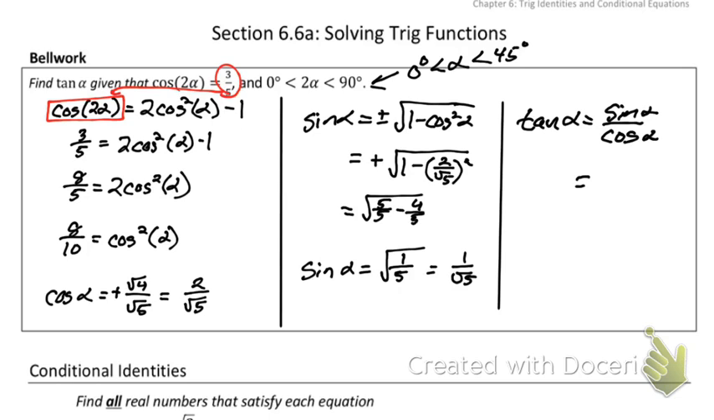And our sine value in this case is 1 over square root of 5. Our cosine value is 2 over square root of 5. So this whole thing's going to equal 1 over 2.